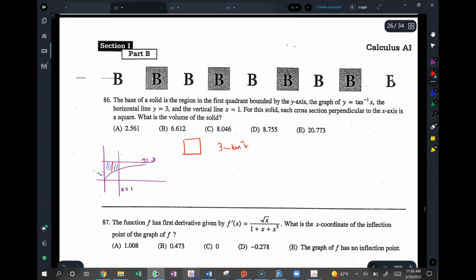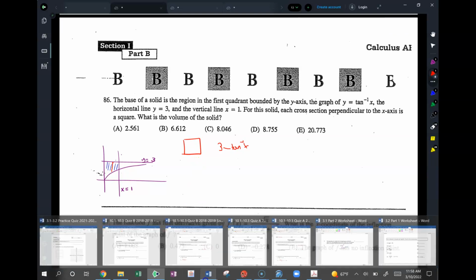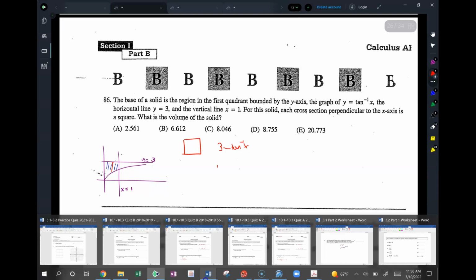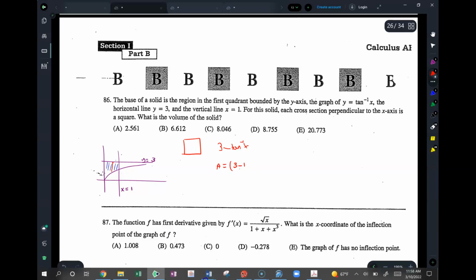But what's the area then? What's the area of the square? 3 minus inverse tangent of x, squared, right? So that quantity squared is the area of that square, and then you have to find the integral of that. So area is this squared, so volume is that squared dx from 0 to 1, and it's B.